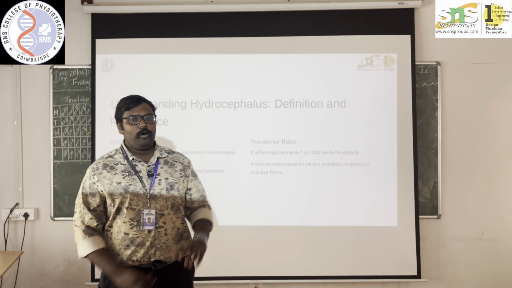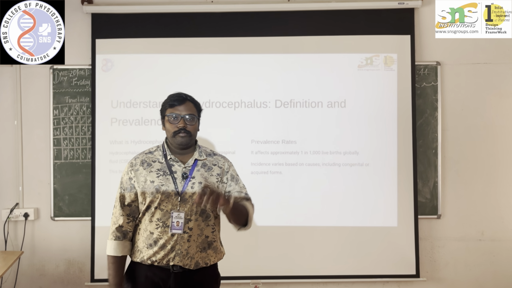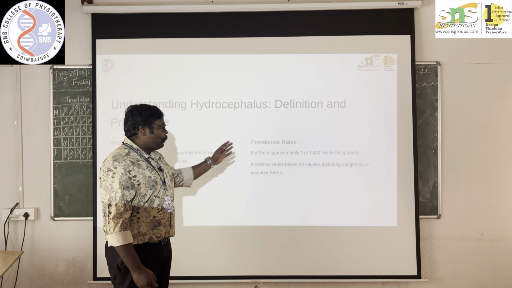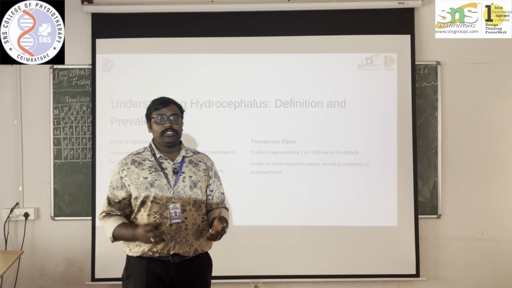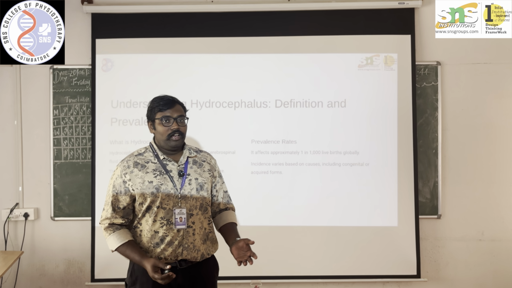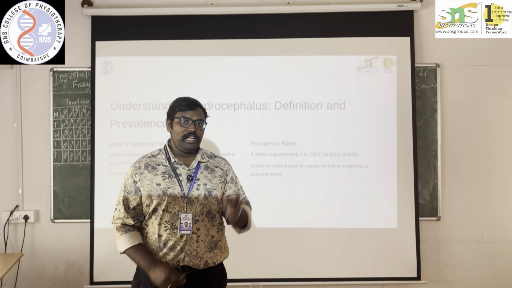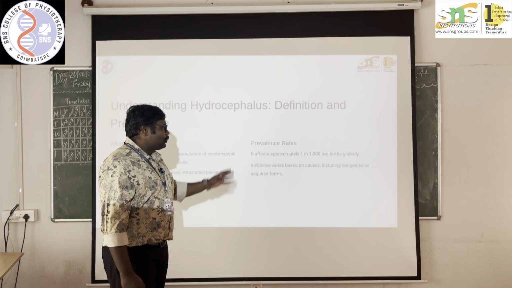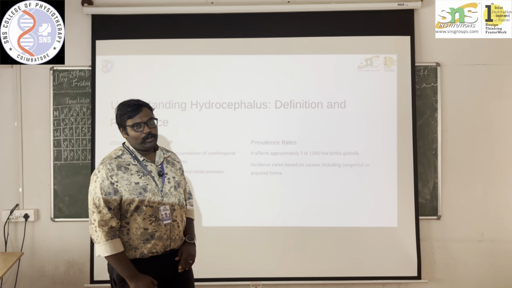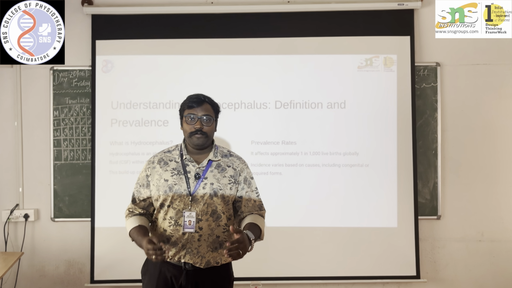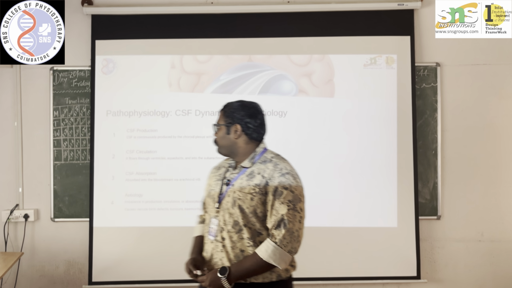Prevalence means how many childbirths will be affected with this hydrocephalus. Approximately 1 in 1000 live births. If 1000 children are born in a day, among the 1000 children, 1 child will have hydrocephalus. So it varies based on the causes, congenital or acquired form, as I told earlier. Now going for the next slide, that is pathophysiology.